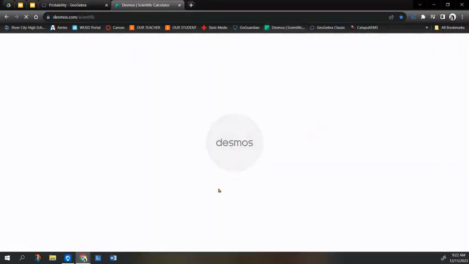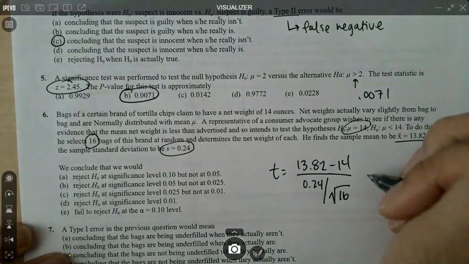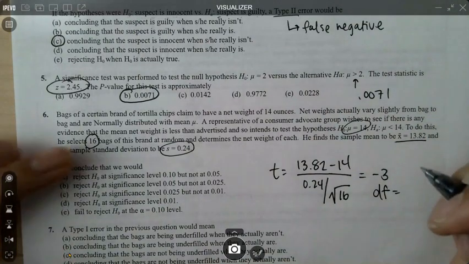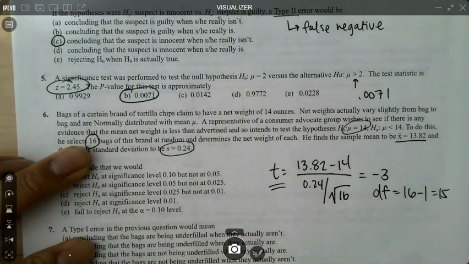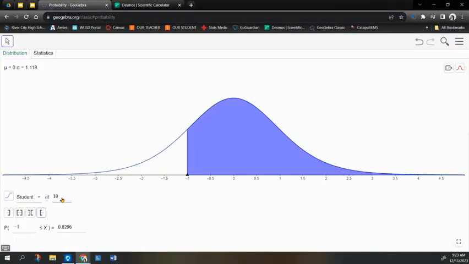So we're going to type that in. So 13.82 minus 14 over 0.24 over the square root of 16. We get a test statistic of negative 3. And for our degrees of freedom, it's going to be n minus 1, so 16 minus 1, which is 15. So since we're using t, we know we need to use our student t distribution. So I'm going to change that here. Our degrees of freedom is going to be 15.